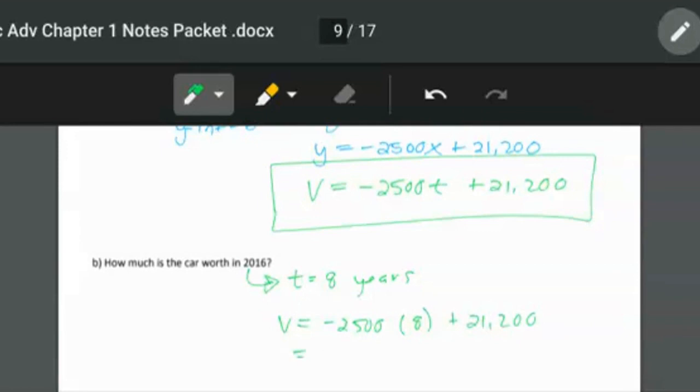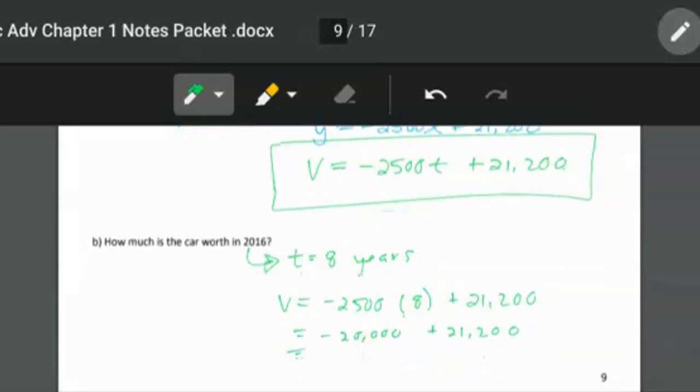Feel free to pull out a calculator and type that in. Negative 2,500 times 8 gets you negative 20,000 plus 21,200. And if you do that math, you get 1,200. That's your value of the car. We're talking in dollars. That means, 8 years later, the car is worth $1,200. Probably, 8 years later, it's had a lot of wear and tear. It's probably not worth much.